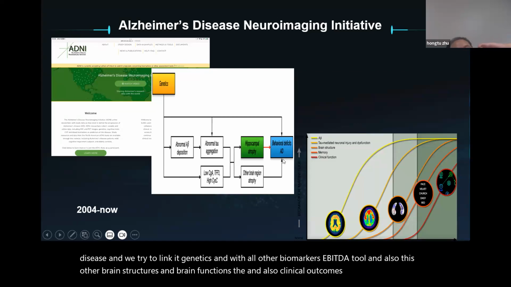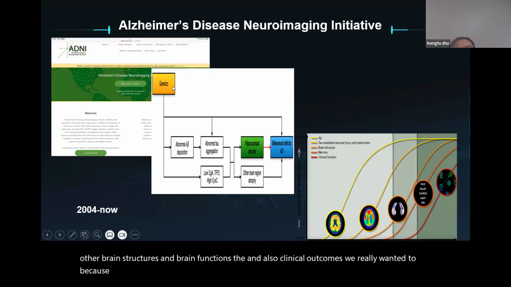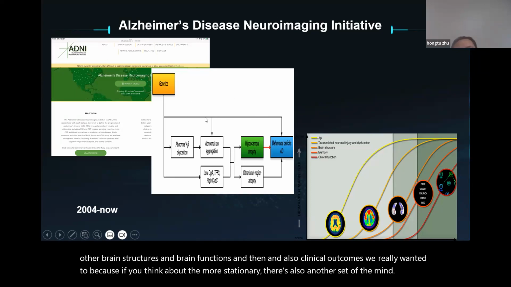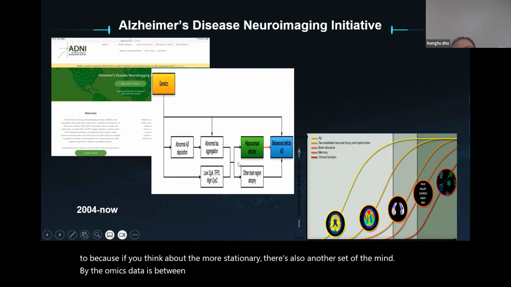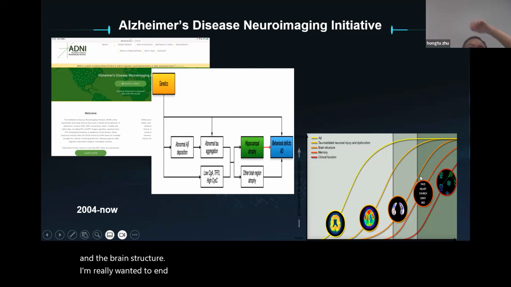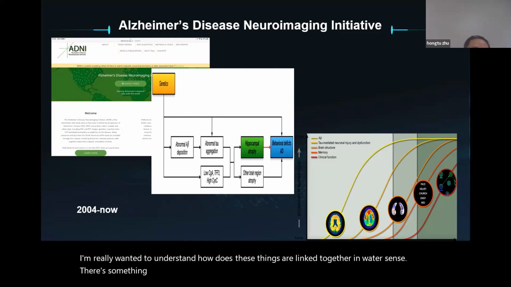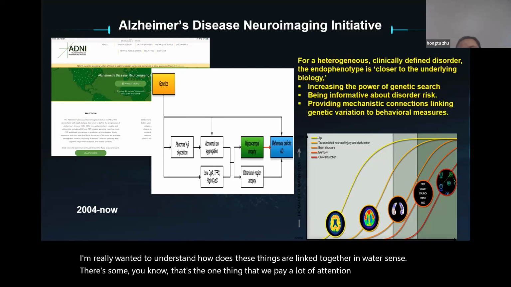We really wanted to, because if you think about the sleep, there is also another set of omics data in between, and also these biomarkers, and this behavior and the brain structures. I really wanted to understand how these things link together, and in what sense. That's one of the things that we pay a lot of attention to in this kind of research.